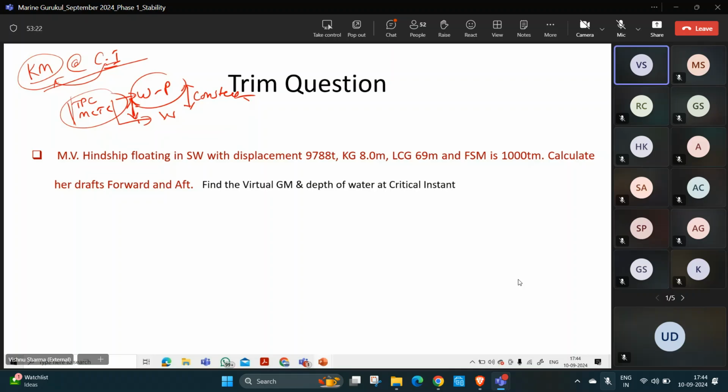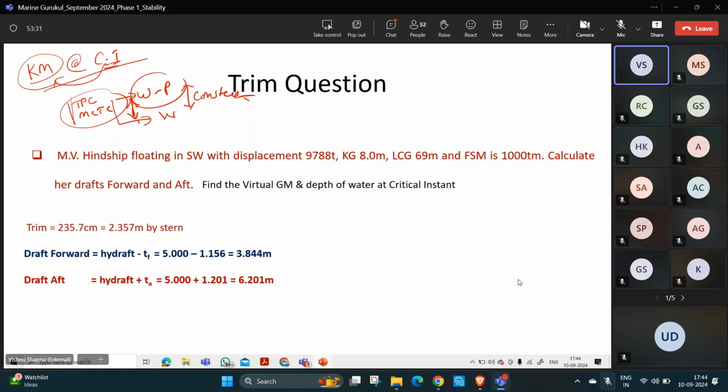Now, when the question is given like this, before you start solving for dry docking, you have to get the trim. And this is the trim you get. Correct? 2.357 meters by stern. You can check it. Yes. Okay, so I just wanted you to revise this draft and trim concept, and therefore I gave you this question. So guys, now read the question in totality.